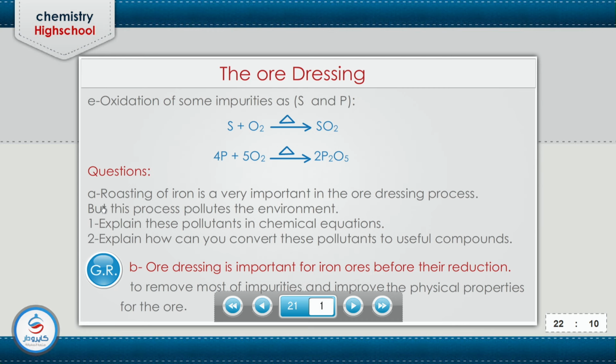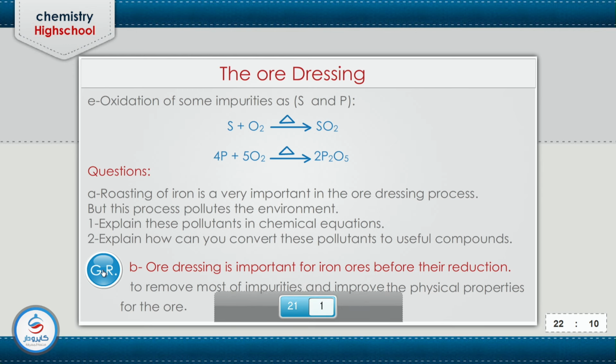Here is a question. A, roasting of iron is very important in the ore dressing process, but this process pollutes the environment. Number one, explain these pollutants in chemical equations. Number two, explain how you can convert these pollutants to useful compounds. The answer of this question is in the last equations.